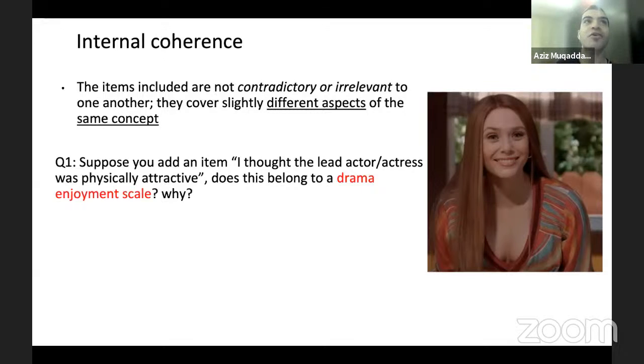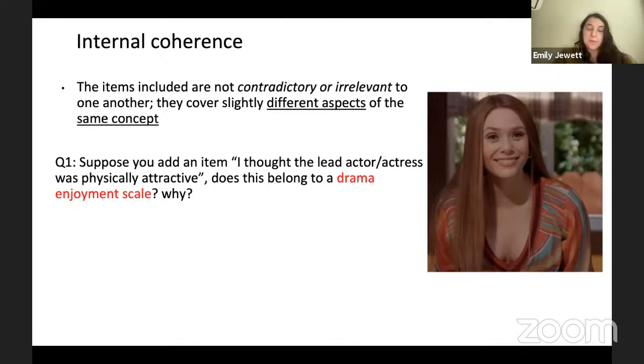Well, let me ask you a question. Actually, you sort of answered it. Could you find a movie very terrible, but you still think the lead actor was physically attractive? Yeah. Okay, so that's what we mean. So this is a lack of internal coherence, right?